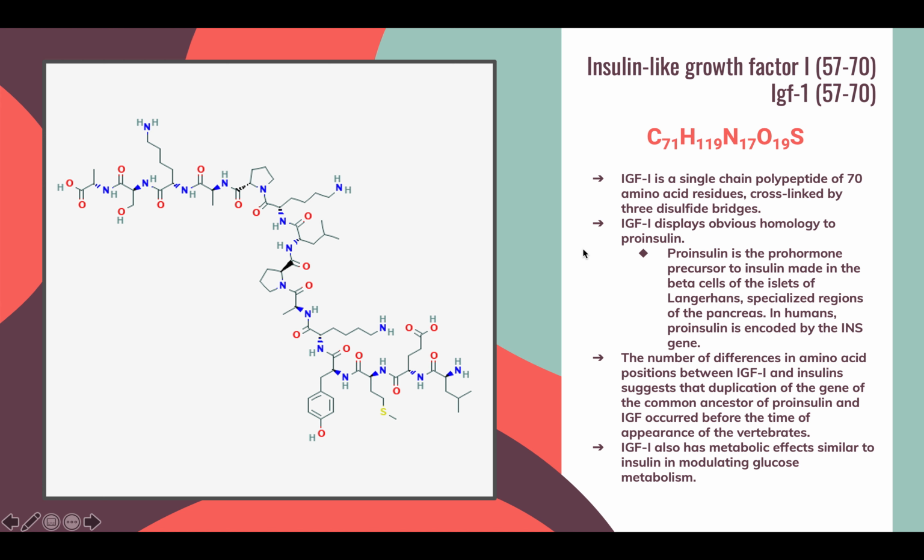The number of differences in amino acid positions between IGF-1 and insulin suggests that duplication of the gene of the common ancestor of proinsulin and IGF occurred before the time of appearance of the vertebrates. Moreover, IGF-1 also has metabolic effects similar to insulin in modulating glucose metabolism.